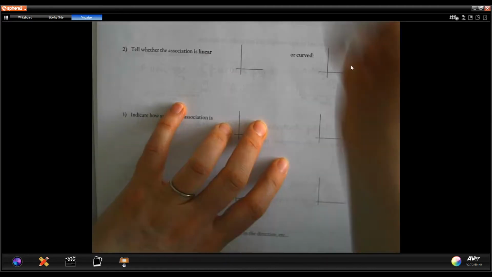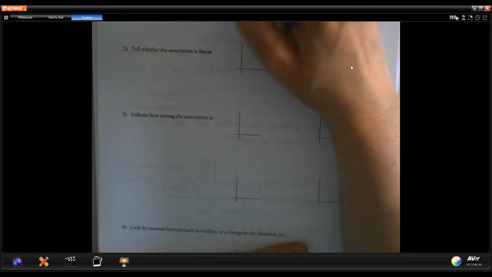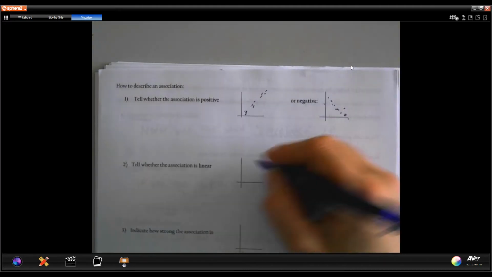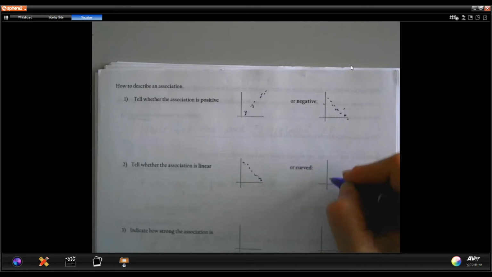Well, we just talked about this, but here is another look. It's positive if it's going uphill, and I'm just drawing a sketch, or it's negative, going downhill. Linear is if it goes in a line, curved if it has some sort of curve to it.